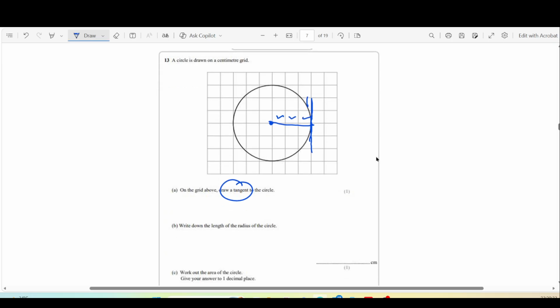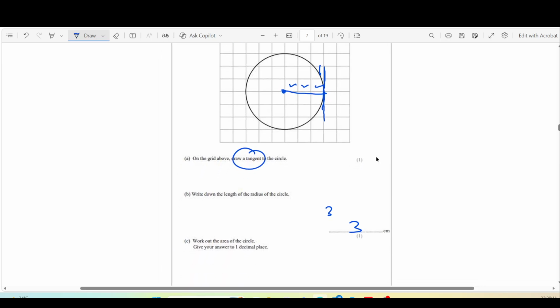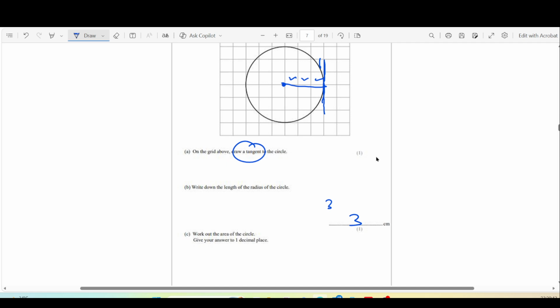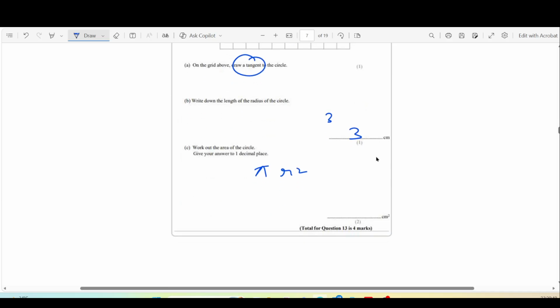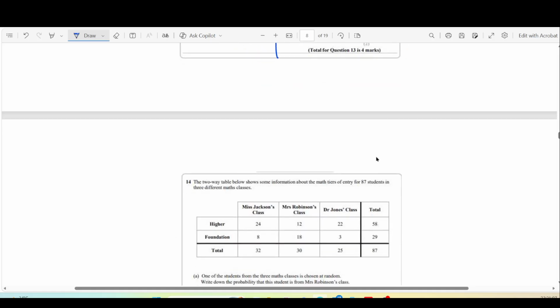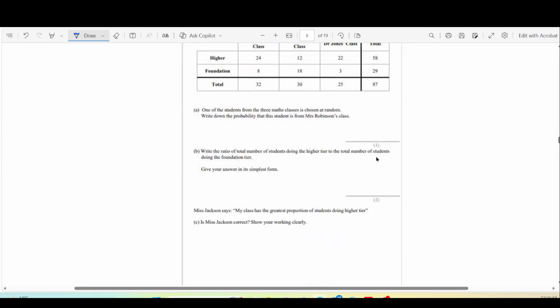There are three squares. So if each is 1 centimeter, we can just say this is 3 centimeters, right? Area, we can find, because the formula for area is pi r squared, right? And the value of pi is 22 divided by 7, and the radius is 3, so 3 squared is 9. If we just multiply them and divide by 7, we'll get 28.3 centimeters squared. Okay, let's do the next question.